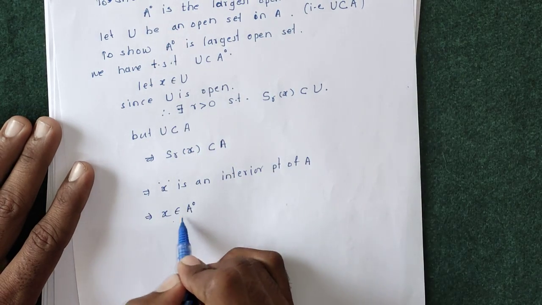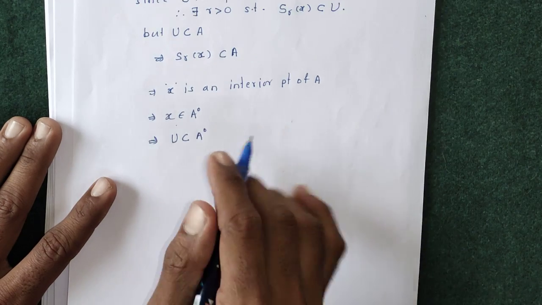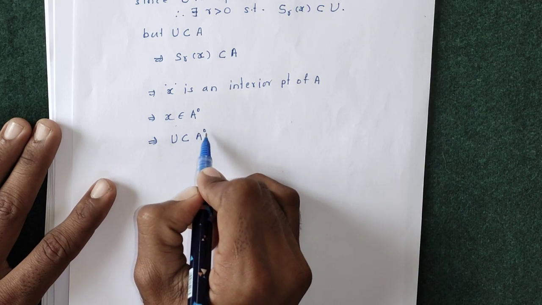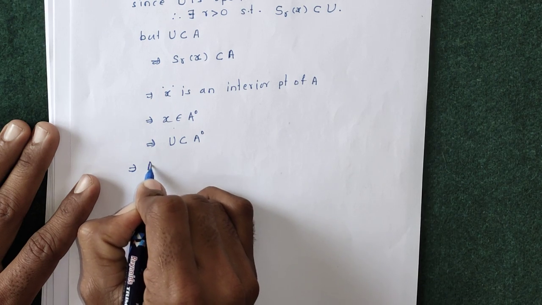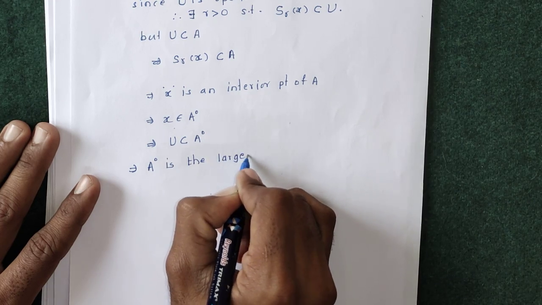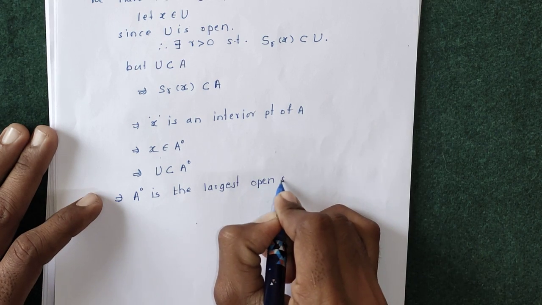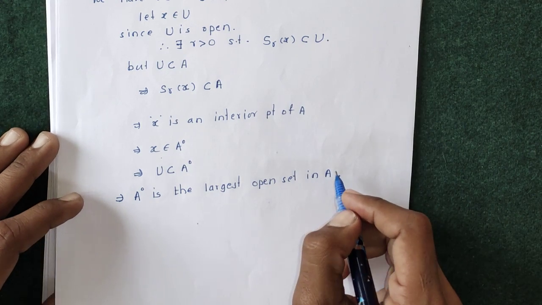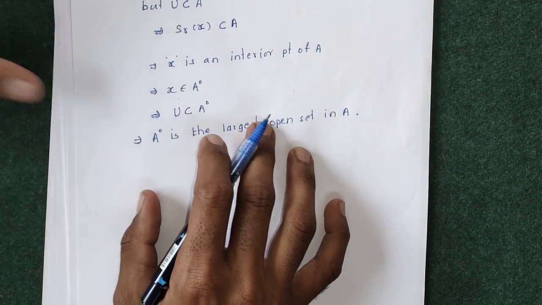X belongs to U and x belongs to A interior means U is a subset of A interior. So any open set inside A lies inside A interior, which implies A interior is the largest open set, because A interior is an open set, the largest open set contained in A. Hence the solution of this example. This is the important one.